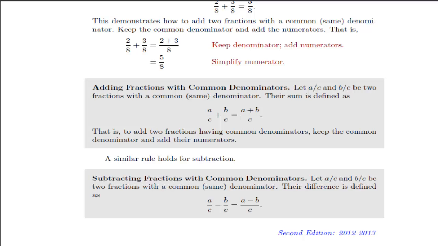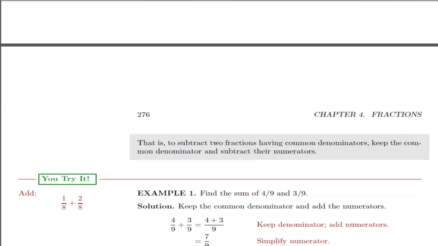A similar rule holds for subtraction. Subtracting fractions with common denominators. Let a over c and b over c be two fractions with a common or same denominator. Their difference is defined as a over c minus b over c equals (a minus b) over c. That is, to subtract two fractions having common denominators, keep the common denominator and subtract their numerators.